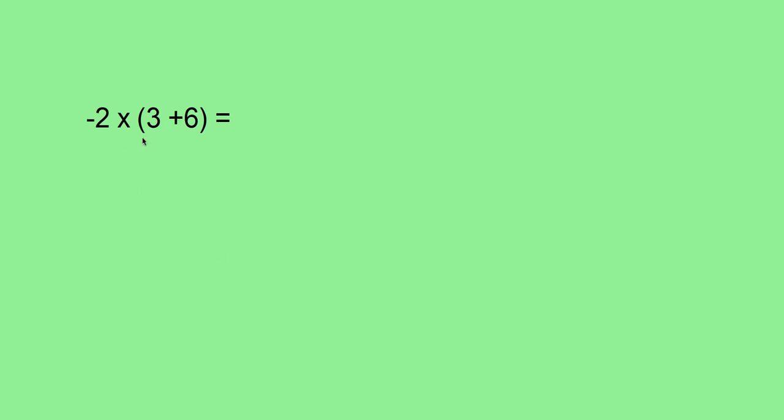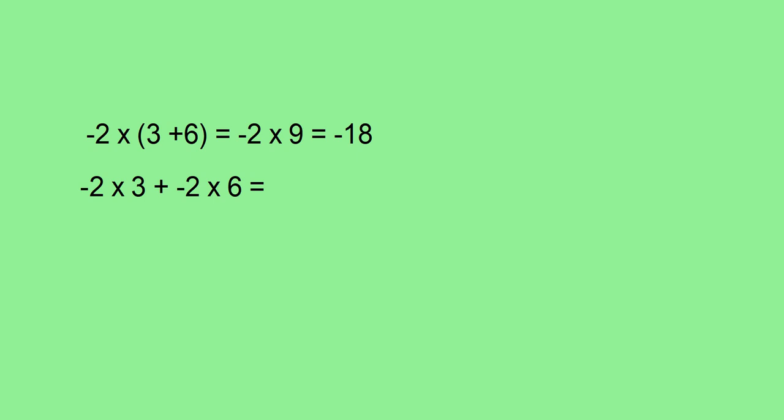Here you have a question. Negative 2 into (3 plus 6). Find out its answer. First, you have to do the operation in the brackets. Your answer: 3 plus 6 is equal to 9. So negative 2 into 9 is equal to negative 18. Hope you all got the correct answer.